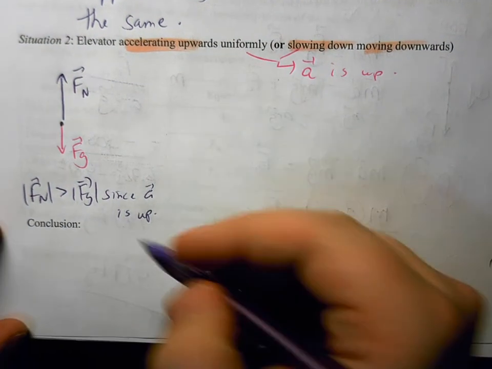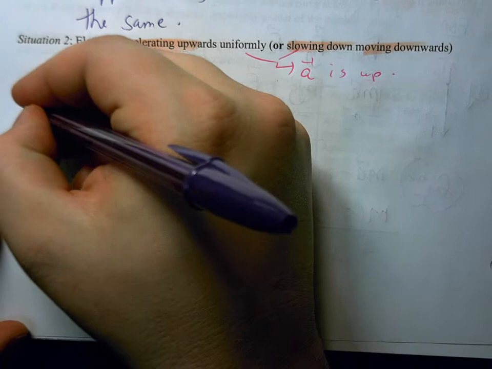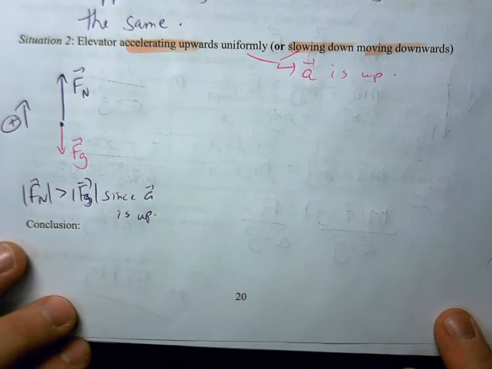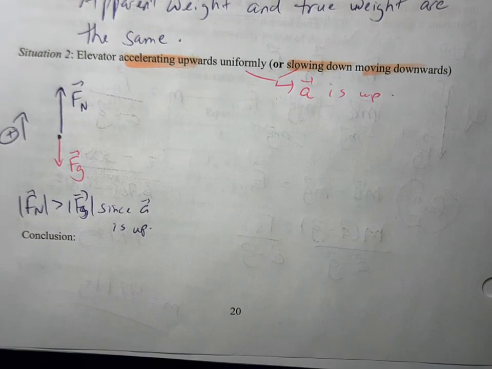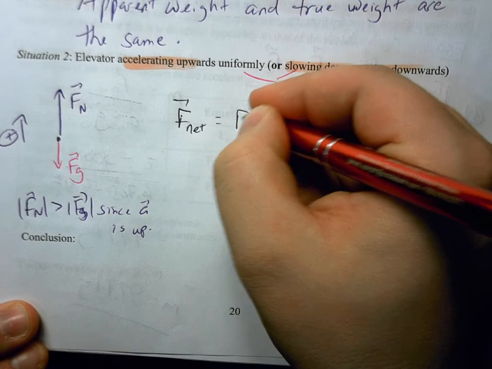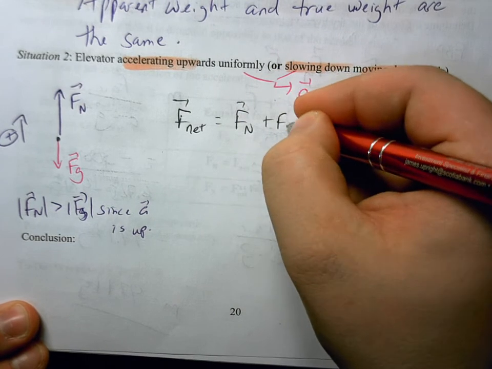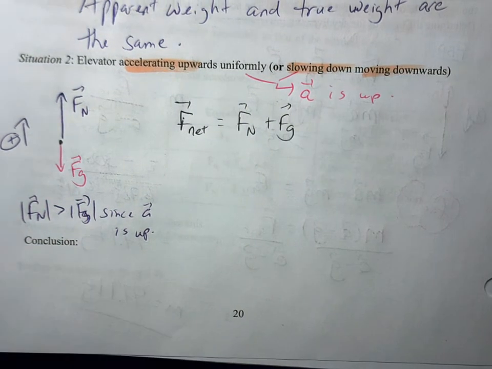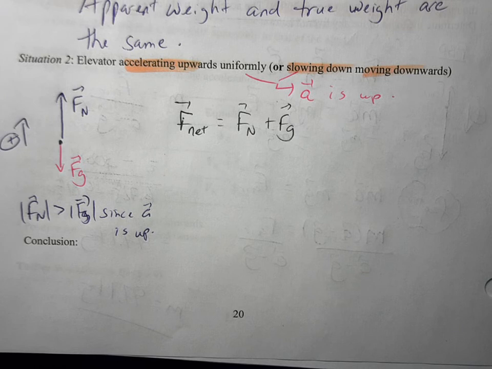And now, for simplicity, I'm going to call up positive. I always like to call my direction of the net force positive. So we can still write our net force statement. We can write that the net force is equal to Fn plus Fg. Now, for all of these apparent weight questions, we're going to solve these in terms of Fn. I'm going to explain why later. So the justification is going to come a bit later, so hang tight on that.